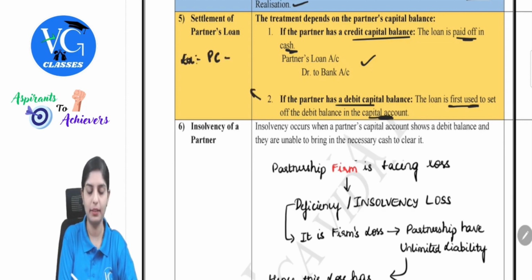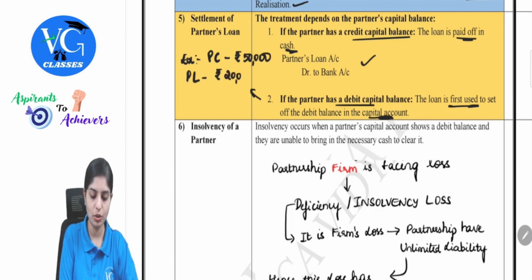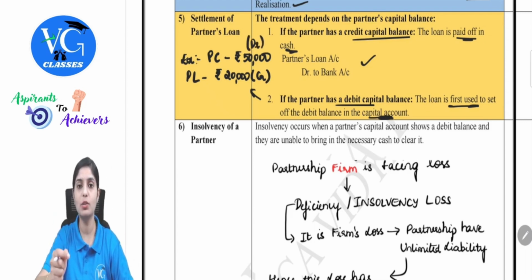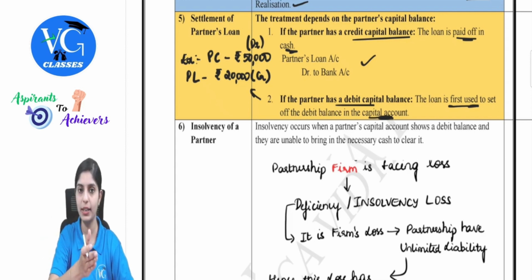Assume partner's capital has a balance of 50,000, and then there is partner's loan worth 20,000. So this has a credit balance and this has a debit balance. Since 50,000 is receivable for the firm, we will first use the loan towards this receivable. Anyway, the firm had to pay 20. Since it is connected to one particular partner, we will use this to net off. So the loan is first used to set off the debit balance in the capital account.